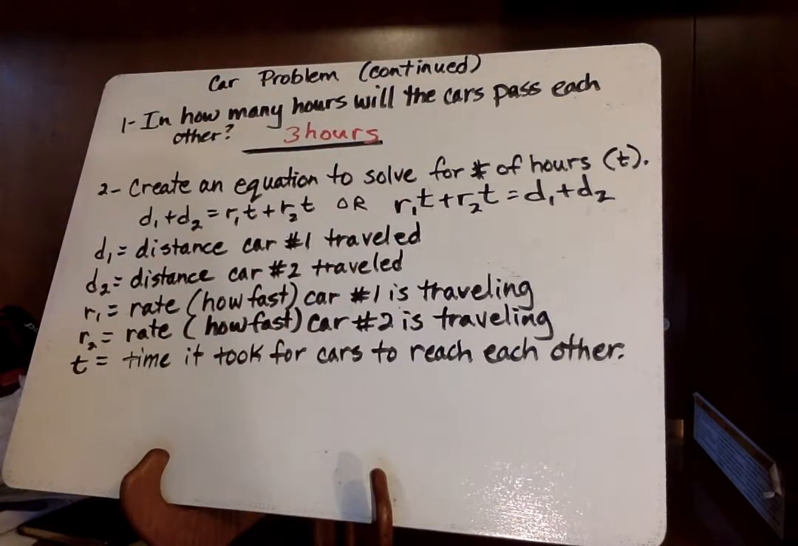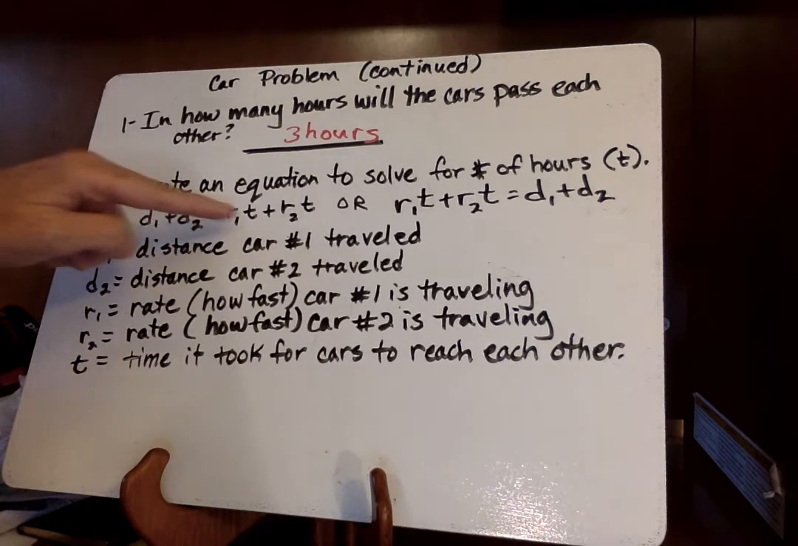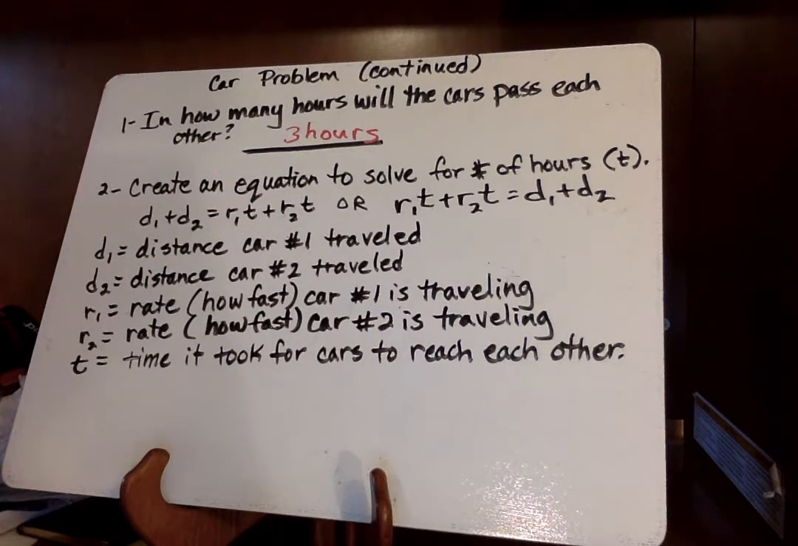Okay, now we need to create an equation to solve for the number of hours, t. So they have distance 1 plus distance 2 equals rate times time plus rate times time. Or D1 is the distance car number 1 traveled. D2 is the distance car number 2 traveled. R1 is the rate, how fast car number 1 is traveling. R2 is the rate of how fast car number 2 is traveling. And T equals the time it took for the cars to reach each other.